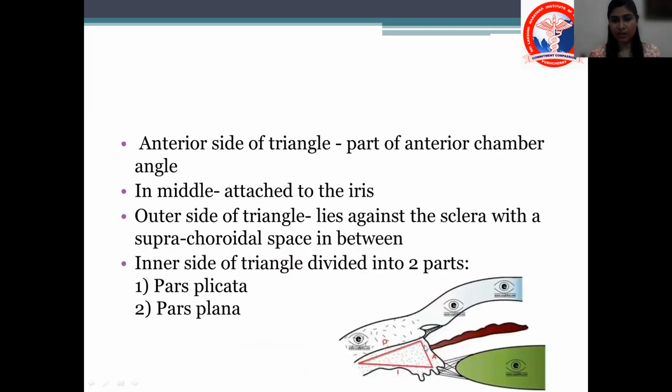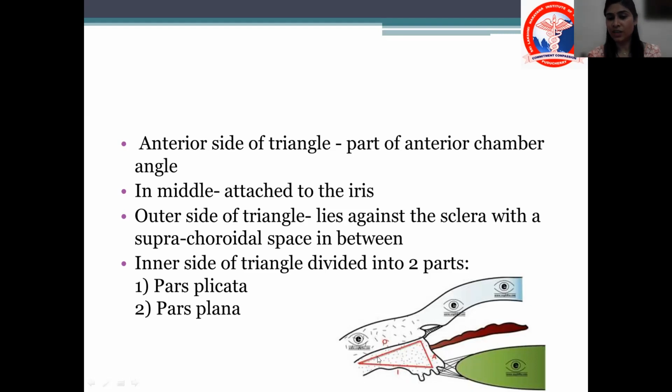Now the anterior side of this triangle, that is A, is a part of the anterior chamber angle. And in the middle of this anterior side, the iris is attached. This is the root of the iris attached to the anterior surface of the ciliary body. The outer side of the triangle lies against the sclera with a suprachoroidal space in between. And the inner side of the triangle is divided into two parts, the pars plana and the pars plicata.